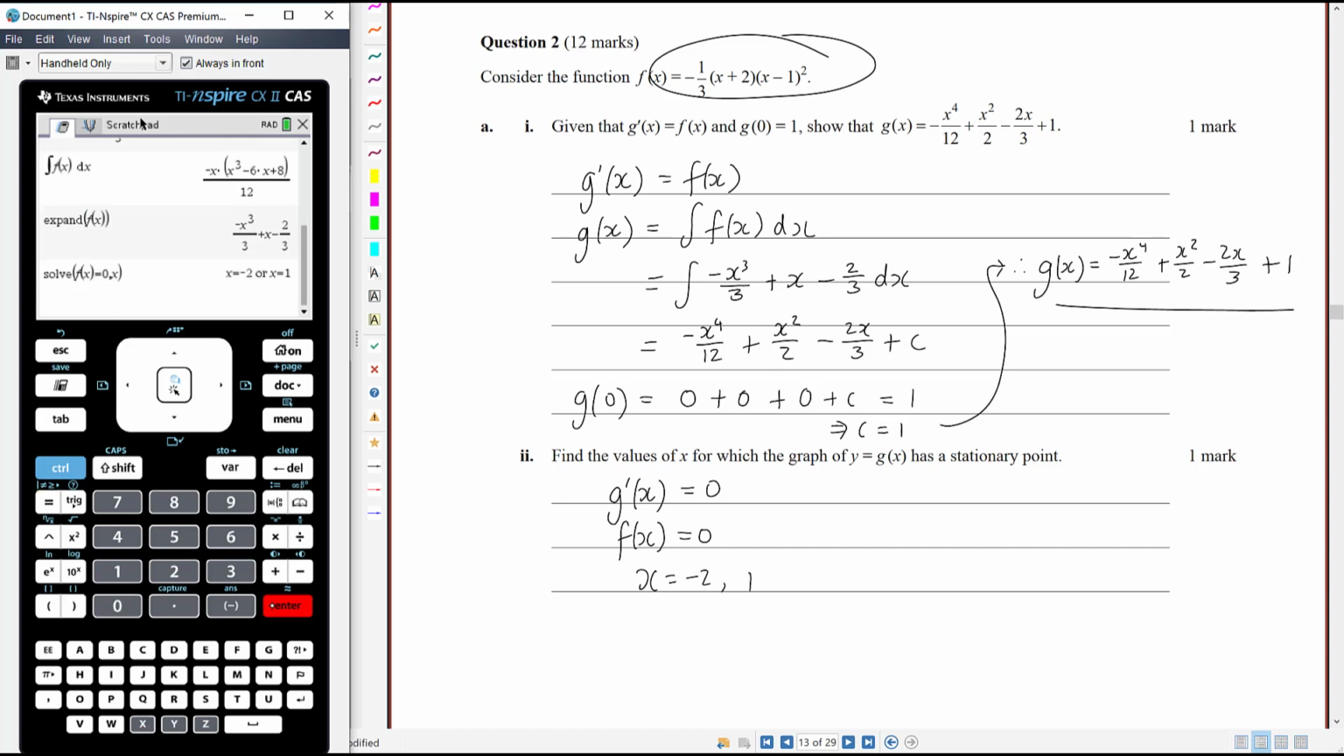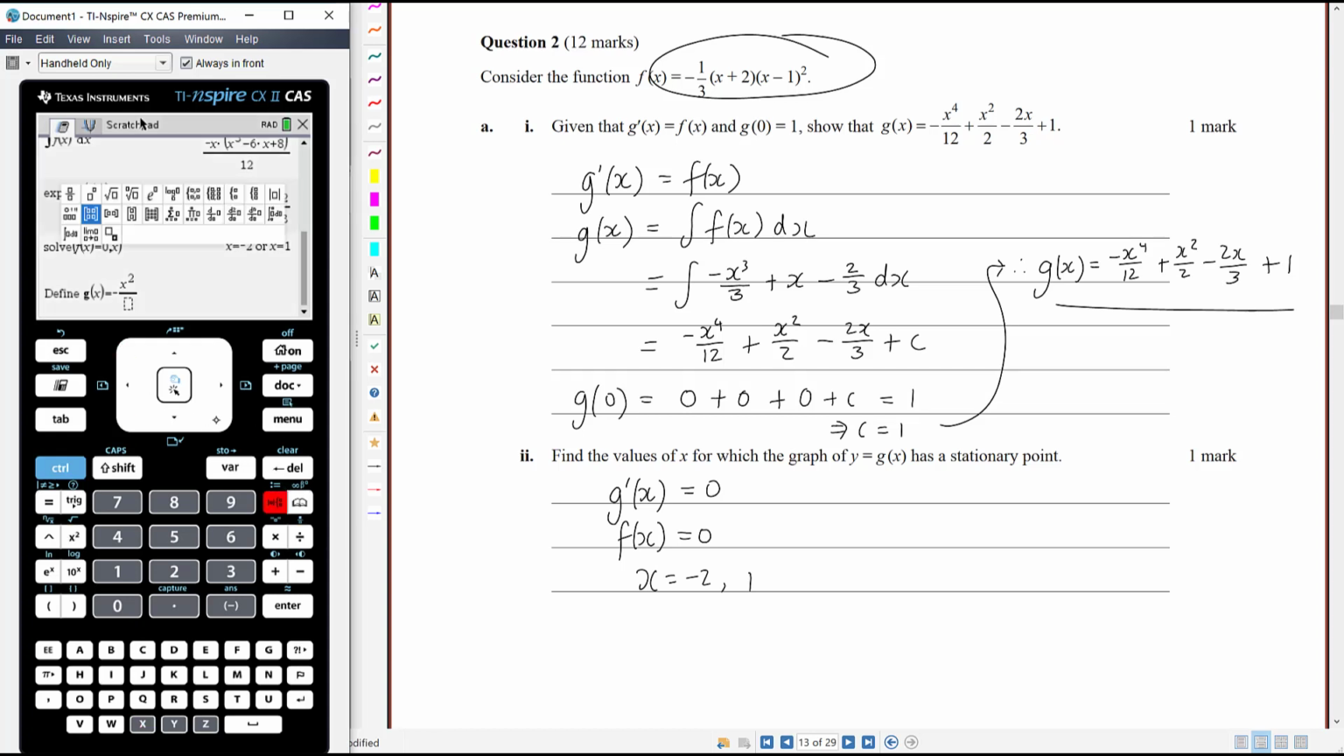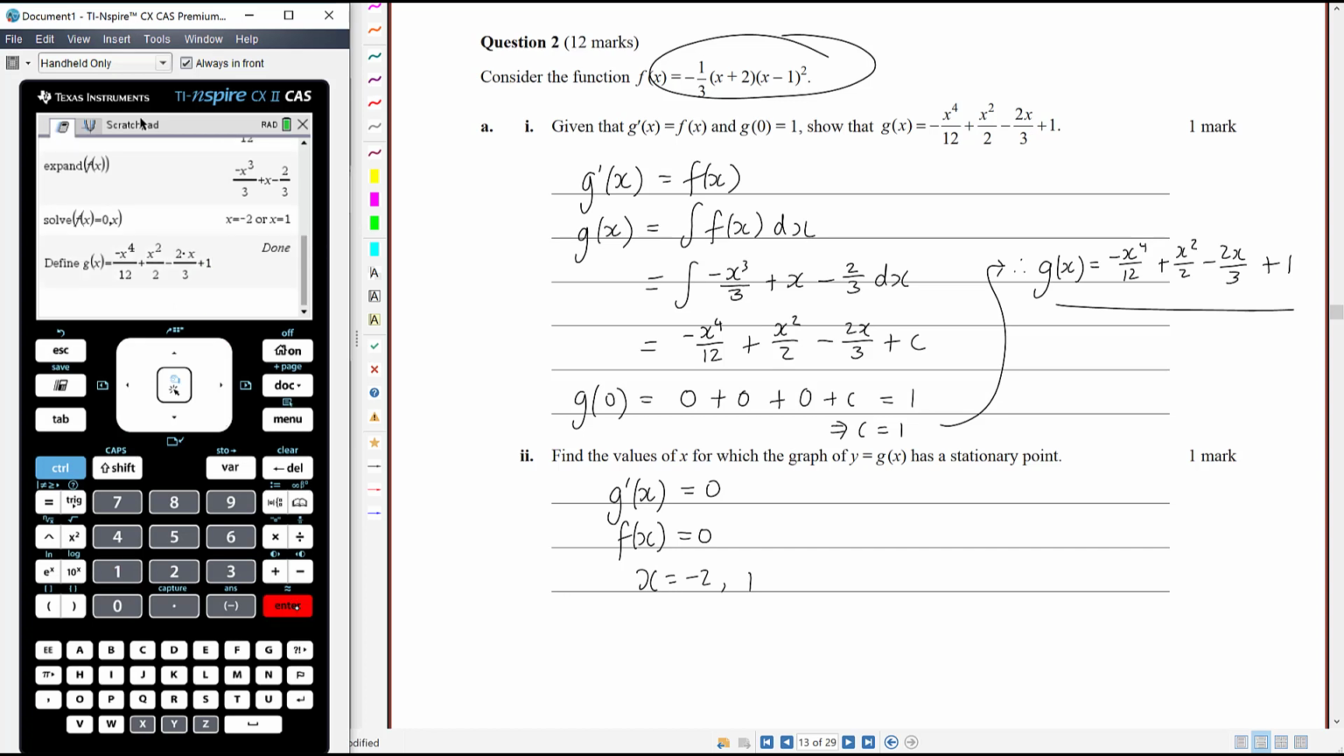Yep. I'm just going to define g of x as well. So we'll need that as we work through this question. So g of x is negative x to the power of, sorry, not squared, x to the power of 4 on 12 plus x squared on 2 minus 2x on 3 plus 1. Okay, good. So we've got that.